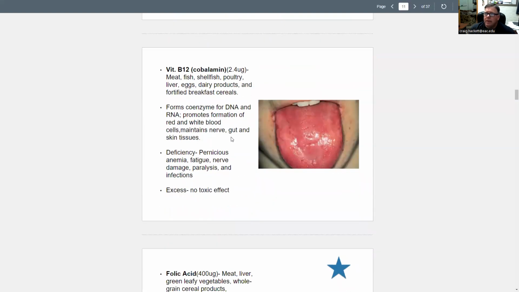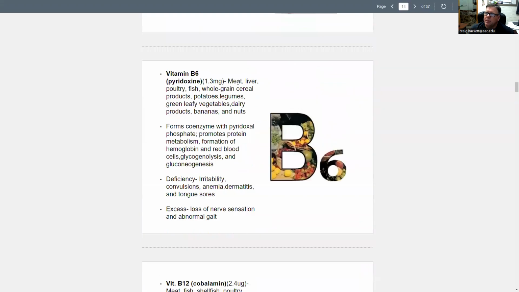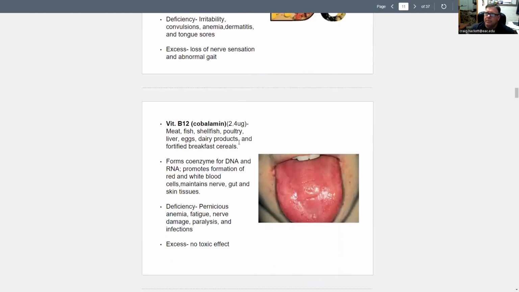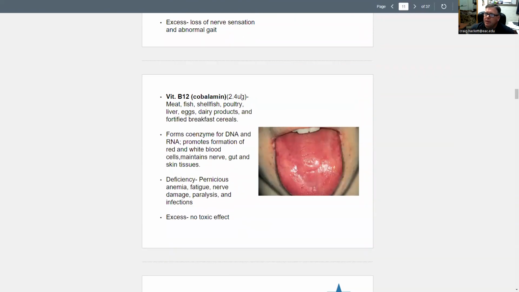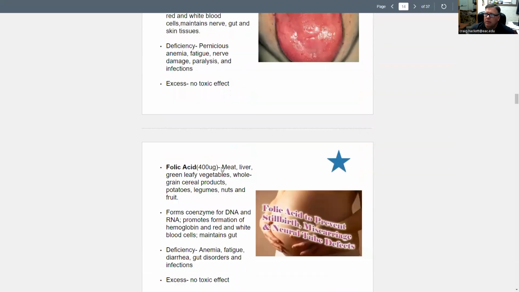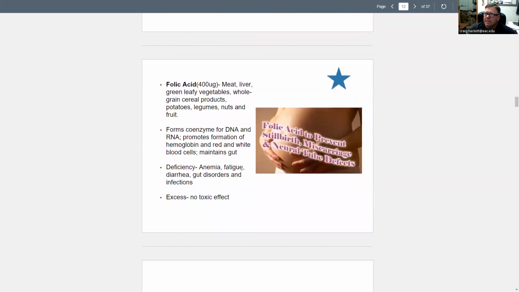B12, there's no toxic effect to this one, so you may see this one fortified in cereals as well. This is a really important one for healthy DNA and RNA, so keep an eye on B12. It's everywhere, and we don't need a ton of it. 2.4 on the UG is micrograms, so you have milligrams here with mg, and then you have micrograms, which are UG. I think it's not quite a U as much as the symbol. So there you go.